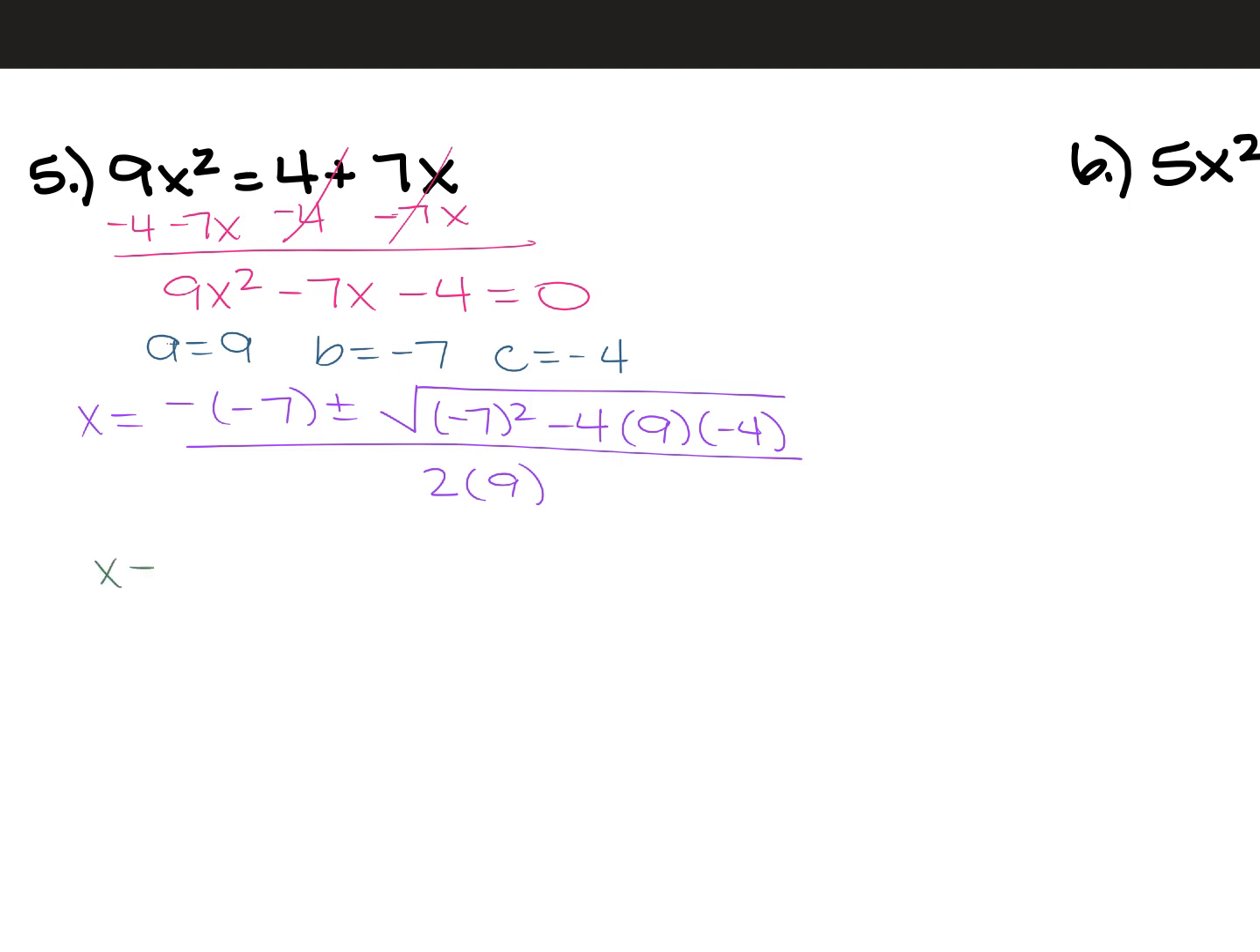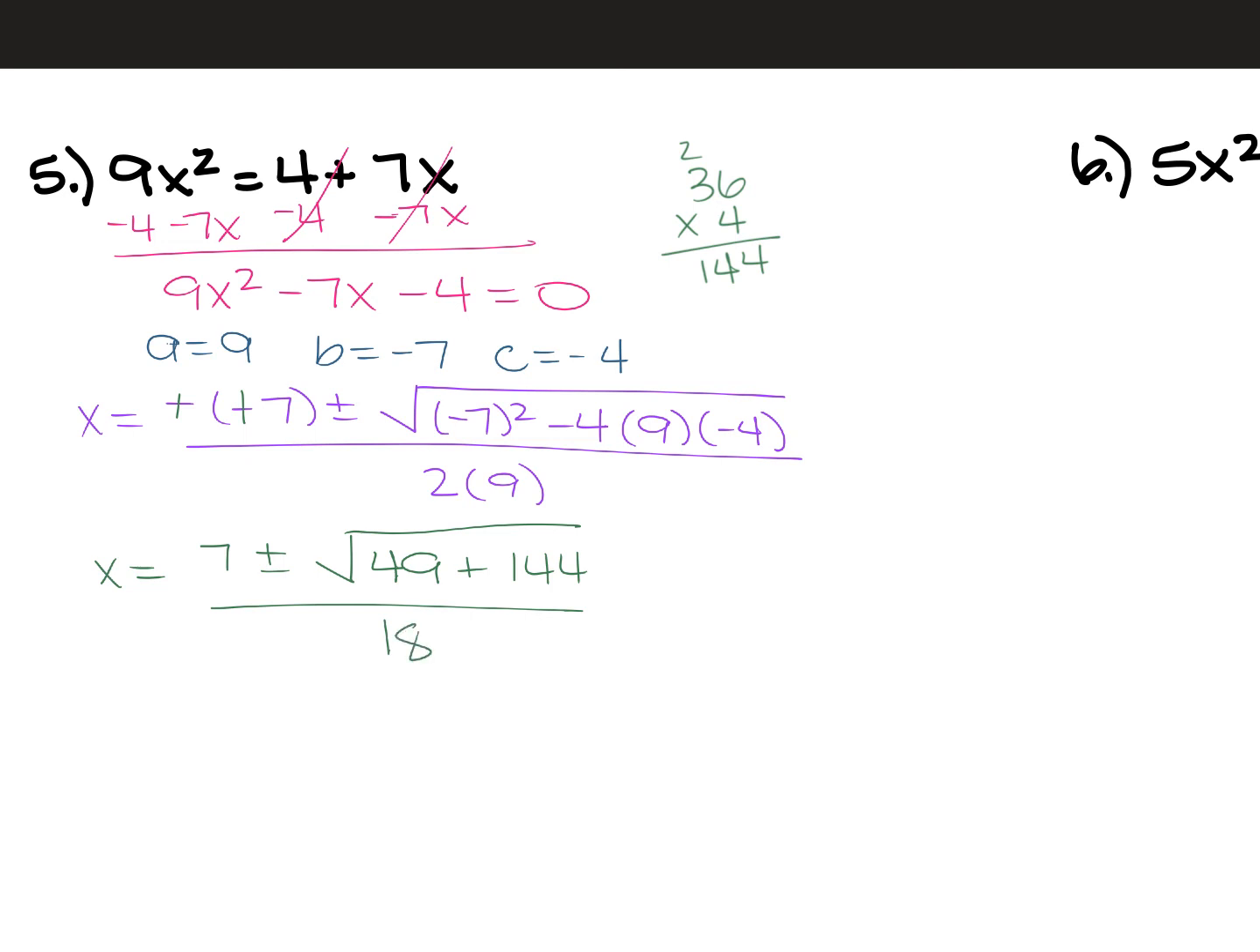Up top, those double negatives turn into positives. So it's positive 7 plus or minus the square root of negative 7 squared is 49. The negative 4 times 9 is a negative 36 times a negative 4 is a positive number. 36 times 4 is going to give us, the 4 times 6 is 24. The 4 times 3 is 12 plus 2 is 14, so that's 144. And this is all over 2 times 9, which is 18.